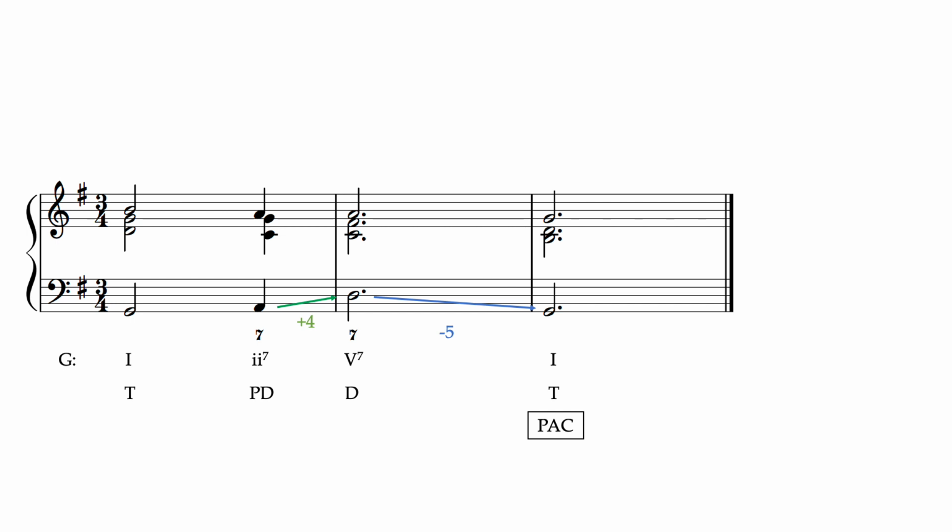Backing up a step, we might see the intervallic inversion of a falling fifth, that bass motion moving up an ascending fourth. And if we consider that to be the same type of motion as a falling fifth, which we should, then we can say that a 2 chord is a stronger predominant than, say, a 4 chord. And the reason is twofold.